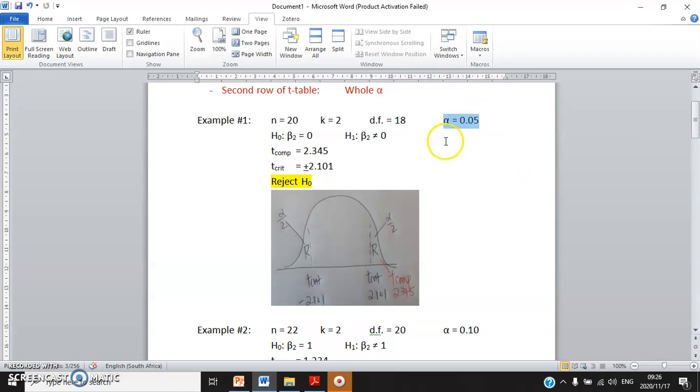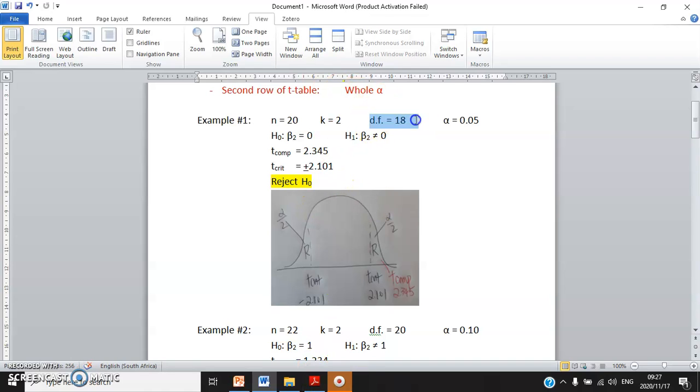Alpha is 5%, and then I ask you the question. Null hypothesis: do you think in the PRF the slope parameter is 0? Alternative hypothesis: do you think in the PRF the slope parameter is not equal to 0? So from a statistical point of view, I want to know which hypothesis is more likely to happen. And then computed t-stat, I just want to simplify things. You are supposed to be the one to calculate the computed t-stat, but let me give you the computed t-stat, 2.345. Now critical t-stats, how can I find plus or minus 2.101?